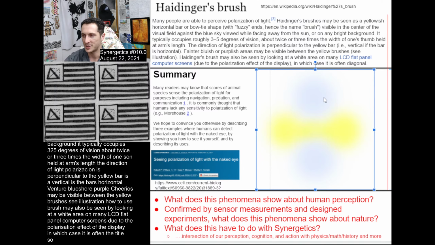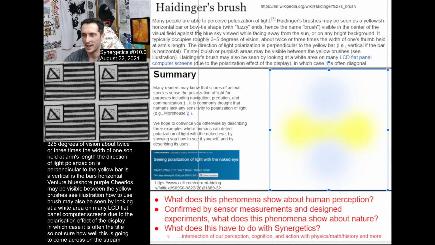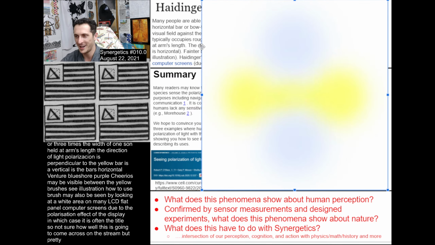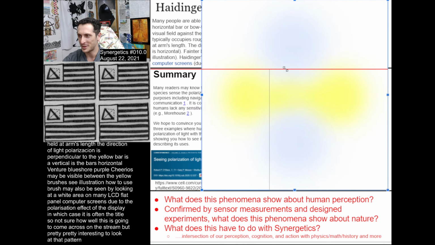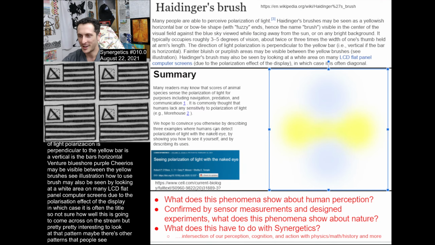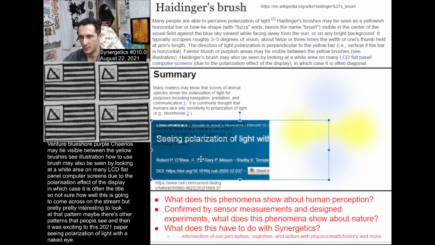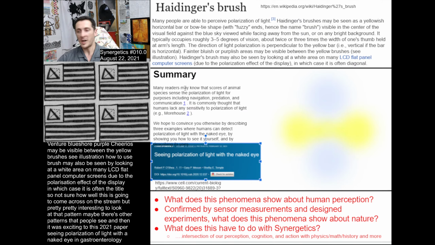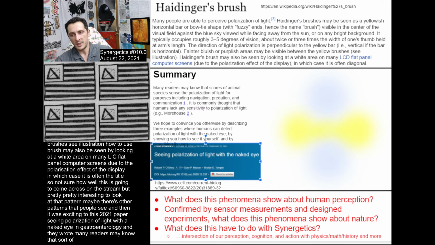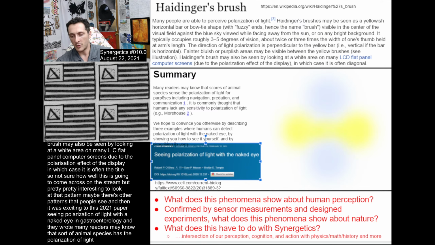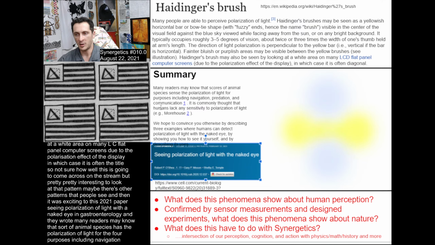So not sure how well this is going to come across on the stream, but pretty interesting to look at that pattern. Maybe there's other patterns that people see. And then it was citing a 2021 paper, Seeing Polarization of Light with the Naked Eye, O'Shea, in Current Biology. And they wrote, many readers may know that scores of animal species sense the polarization of light for purposes including navigation, predation, and communication.